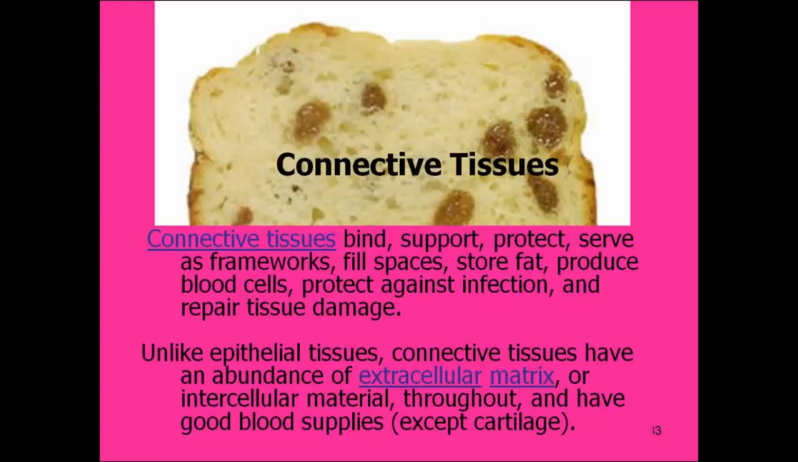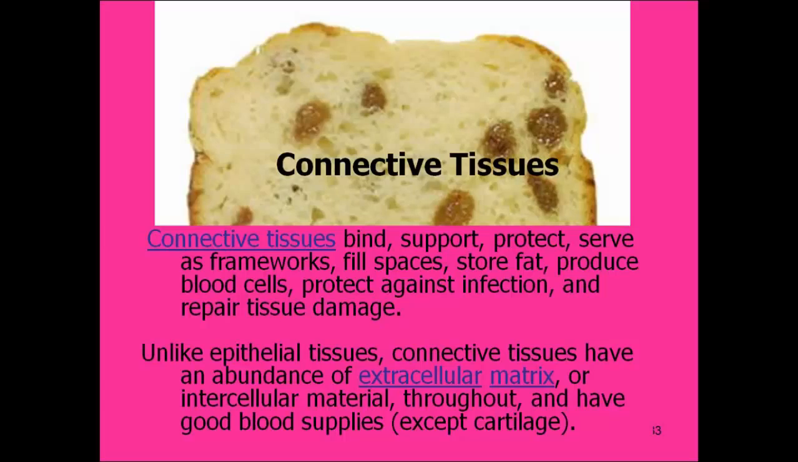The connective tissue category is pretty diverse. Look at the different functions: binding, supporting, protecting, serving as a framework, filling spaces, storing fat, producing blood cells, protecting against infection, repairing tissue damage. So many functions. They differ from epithelial tissues in that the cells are far apart, hence the raisin bread.